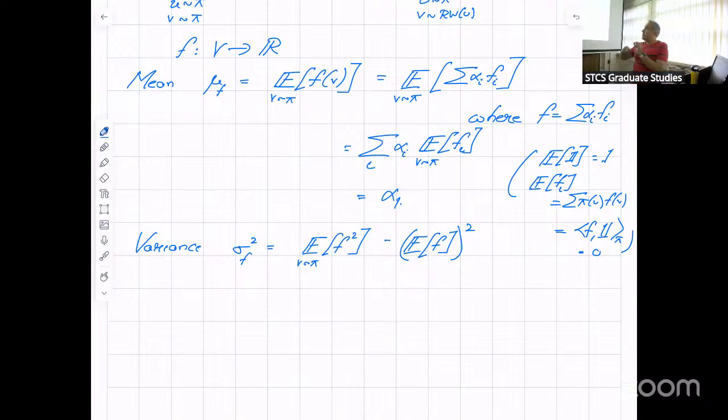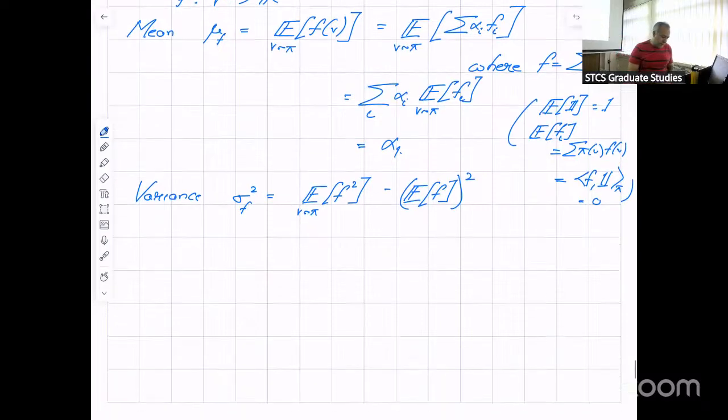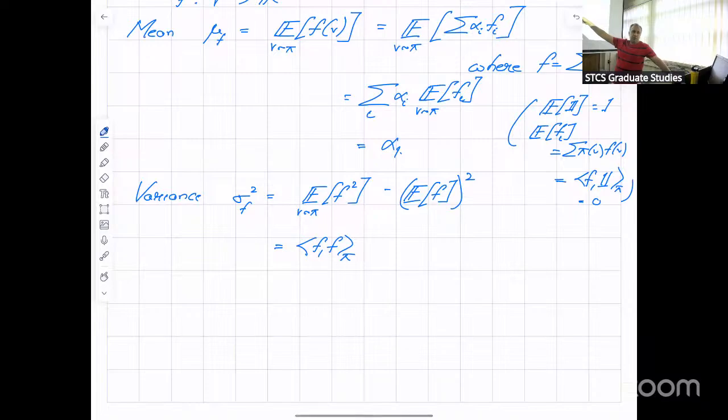I need mu f and sigma f because I want to relate everything to mu f and mu. The expanded mixing lemma is stated in terms of means and variances. Let's write down what these are. This, I claim, is exactly the inner product of f with f in the pi norm. That's exactly that quantity. You agree?